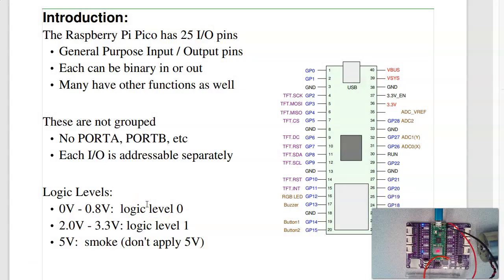The logic levels on the ports. Anything below 0.8 volts is read as logic level 0. Anything between 2 and 3.3 volts is logic level 1. Again, this is a 3.3 volt device. You don't apply 5 volts to the device. The data sheets do have a safety margin. The Raspberry Pi Pico can tolerate voltages up to 3.6, but 5 volts is way out of specs, so you shouldn't be applying 5 volts to Raspberry Pi Pico. No guarantee what's going to happen.